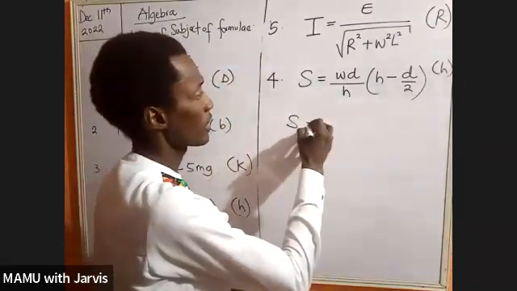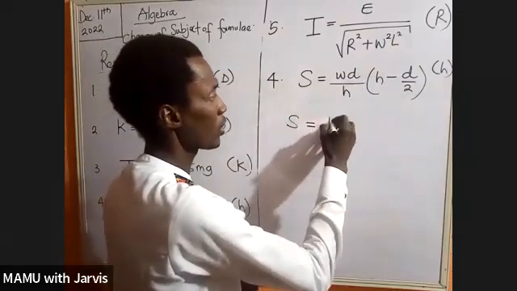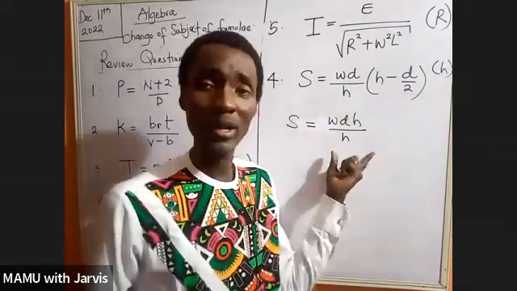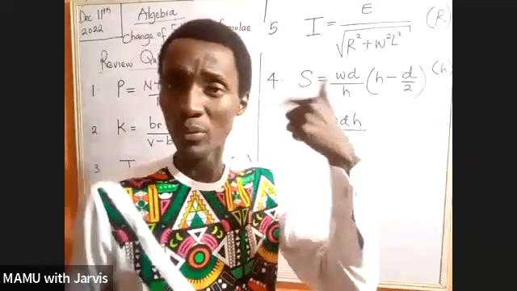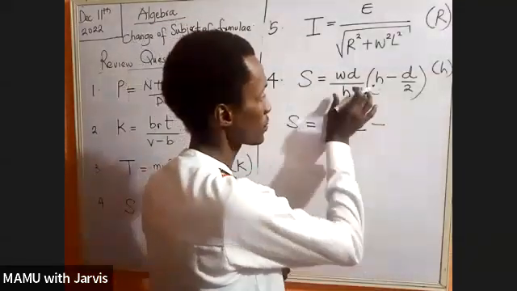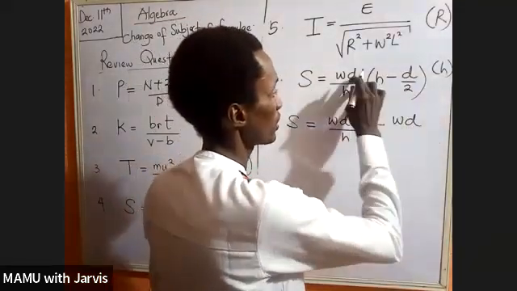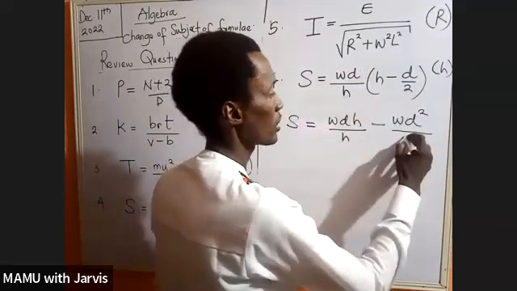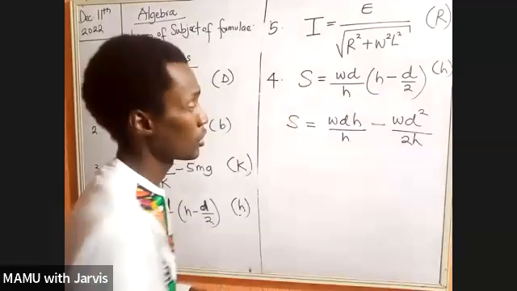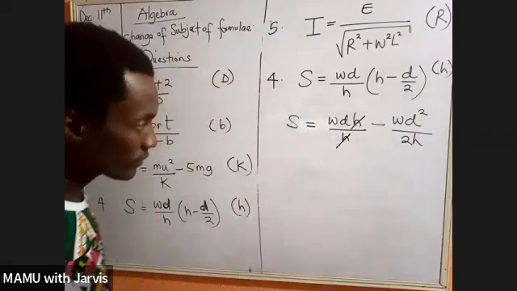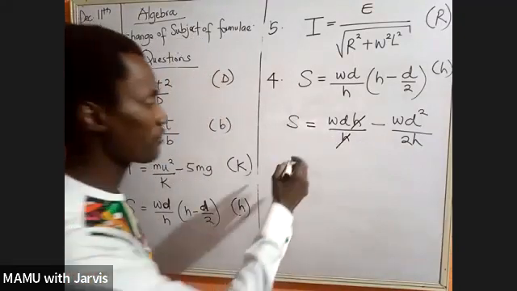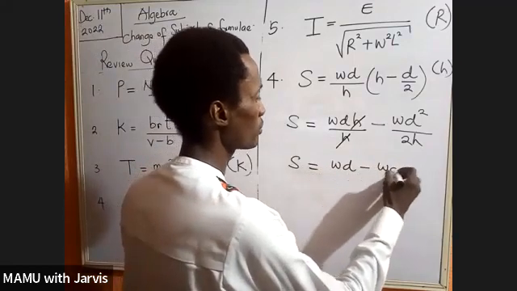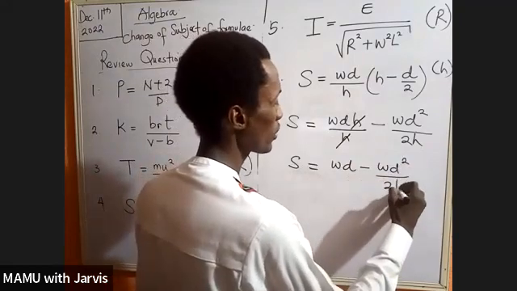So this will be S equal to this, that will be WDH over H. In an exam setting, I may not do this, but I'm just doing it so that you can relate with my thought process. Minus WD times D squared over 2 times H is 2H. I see that. So H will cancel H. Now, at this point, I'm going to have S equal to WD minus WD squared over 2H.